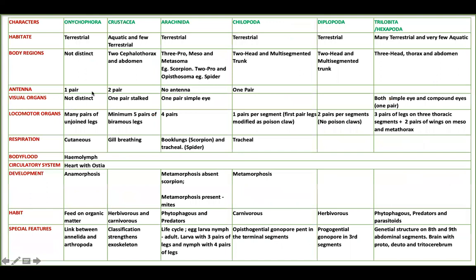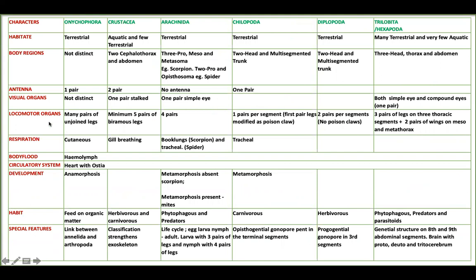So coming to the antenna, here are different pairs of antenna that you need to remember. Insecta having one pair of antenna, and then Onychophora one pair. Then visual organs, there are different kinds: simple eye, compound eye, one pair of eyes. So these you need to read.